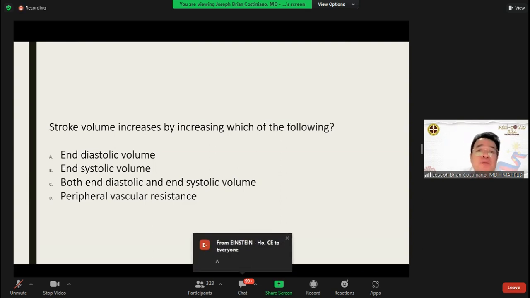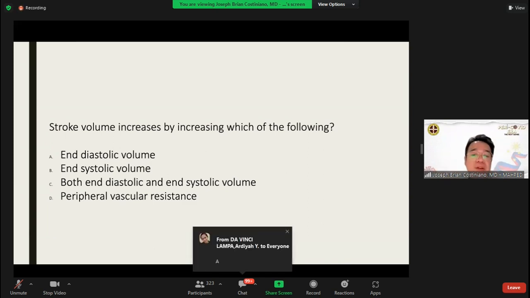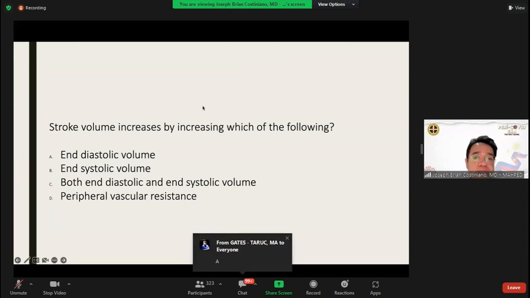Which one corresponds to preload? Preload is EDV, ESV. No? Kasi di ba yung stroke volume natin, stroke volume is primarily dependent on your preload and your afterload. Tingnan natin yung mga sagot. Okay, very good. EDV ang sagot, ha?